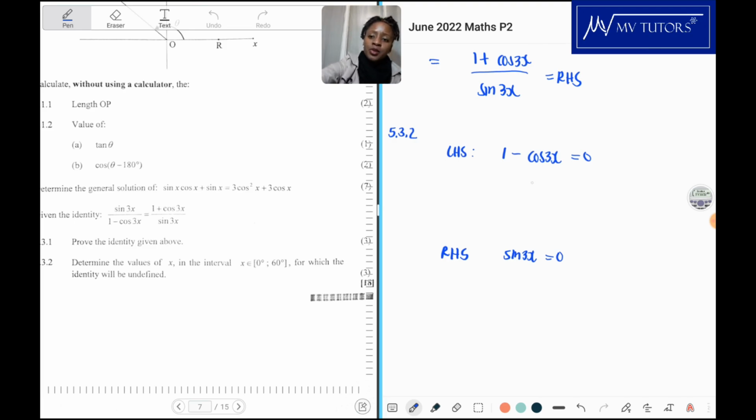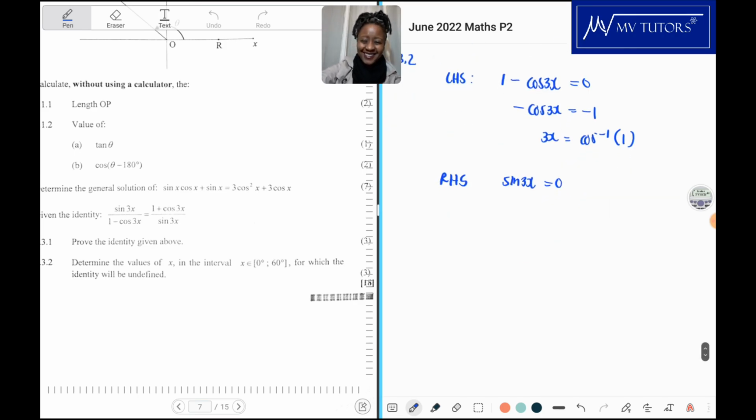Okay, and if you were to solve for your reference angle here, you'd have cos 3x is equal to 1, and then I would have that 3x is equal to cos inverse of 1. And you know, if you imagine the cos graph in your mind, it's 0. I feel like I'm not making sense. The cos function is like this.